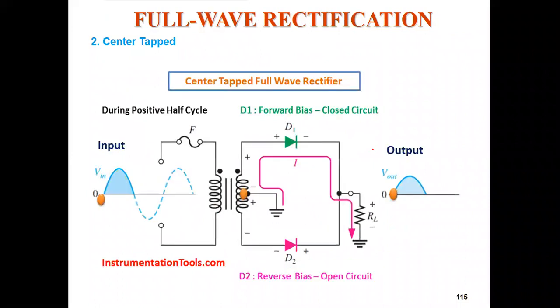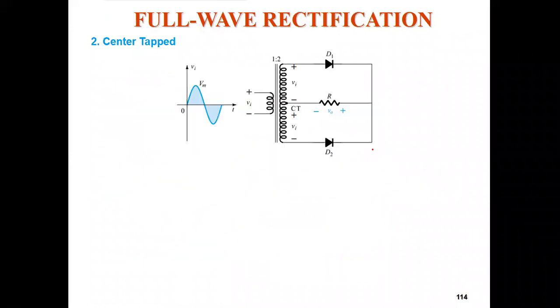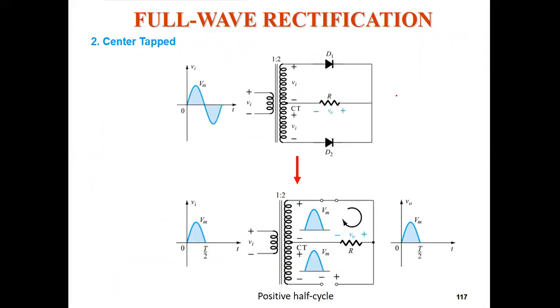And also your center tape. Okay, so this is your center tape. So if center tape is asked, then you will draw this figure one. During the positive half cycle this is happening. Okay, so that means at the time of the positive half cycle, D1 is on and D2 is off, so therefore this output has come.